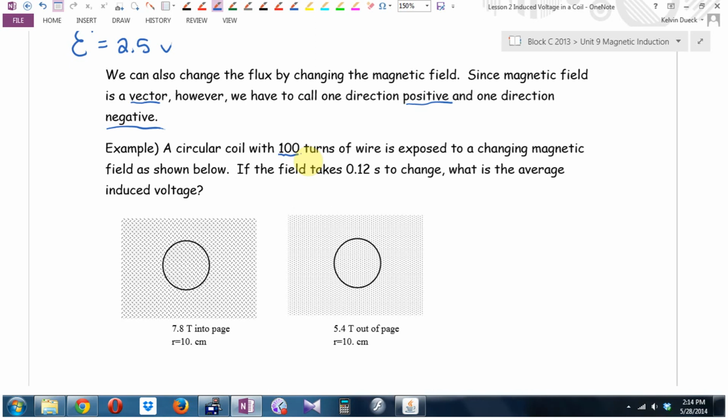What direction and magnitude is the magnetic field after? 5.4 Teslas out of the page. Did you say out of the page? Was the initial into the page? You're going to have to, Peter, let one of these be positive, one of these be negative. Which one?